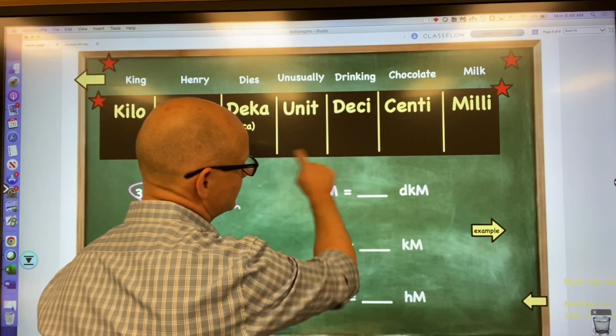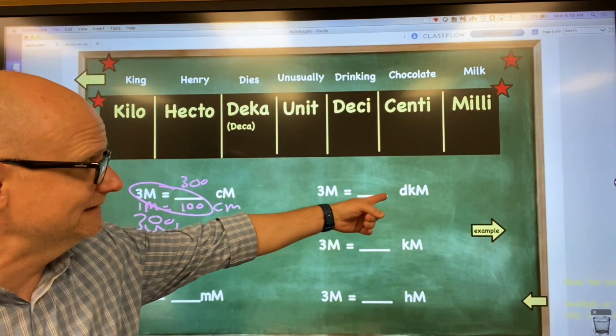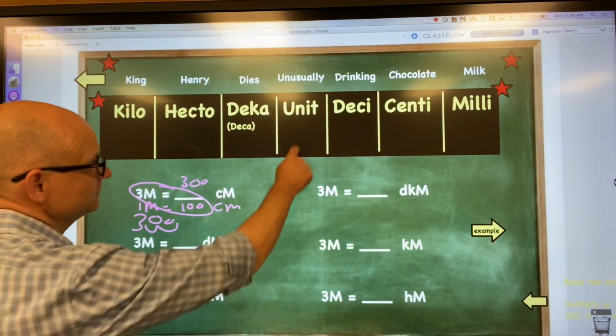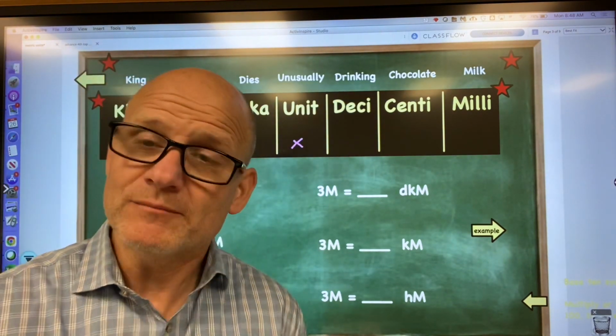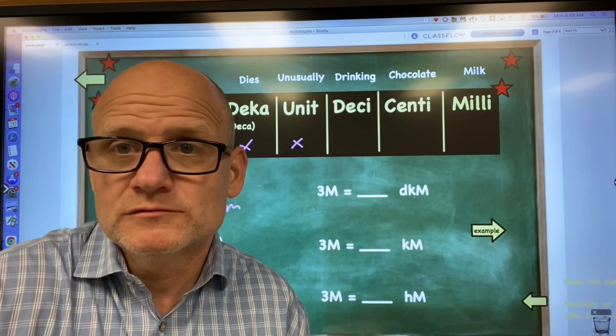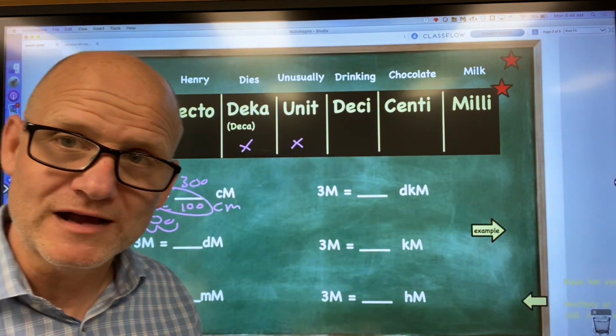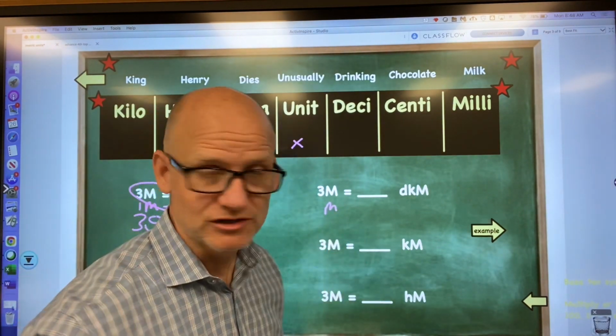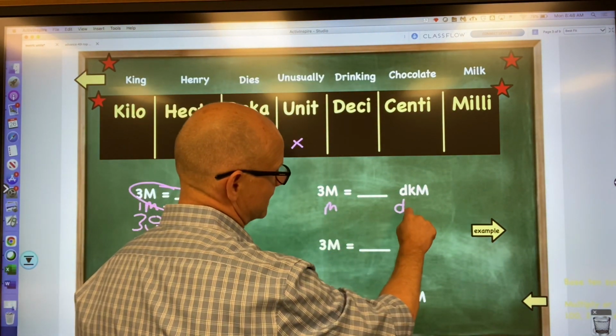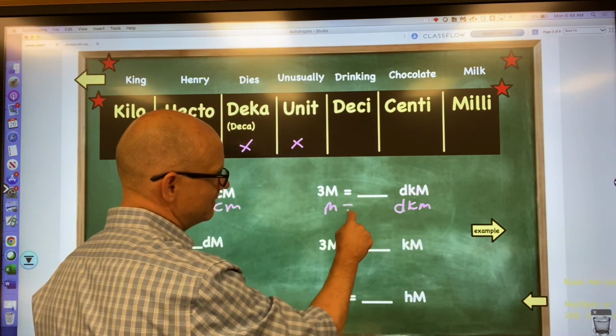If you see this problem right here, 3 meters equals how many decameters? Okay, well, here is meters, here is decameters. Some of you guys will know, oh, I need to divide by 10. Some of us don't. So if you don't know what to do here, put the units underneath each other first, meter under meter, decameter under decameter. Then make the statement true.